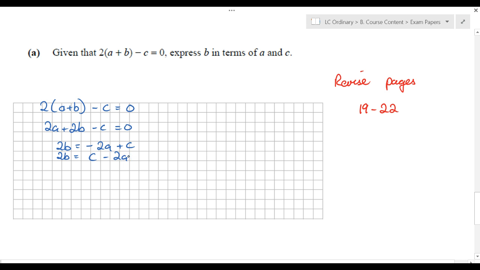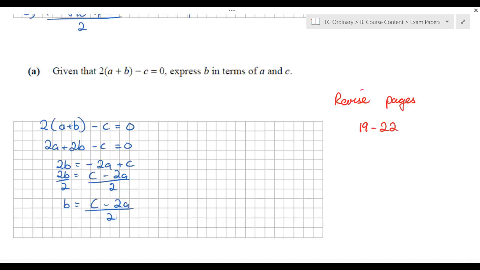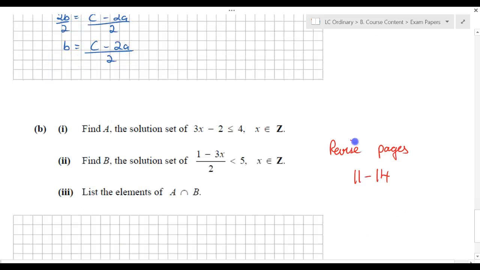Now, we don't want 2b, we want b in terms of a and c, so we need to divide by 2 to give us b equals (c minus 2a) over 2. Okay, b is now in terms of c and a. We'll now go on to our last question.